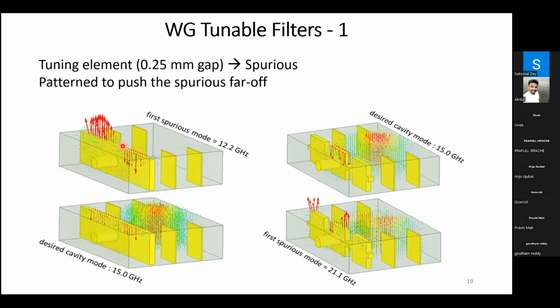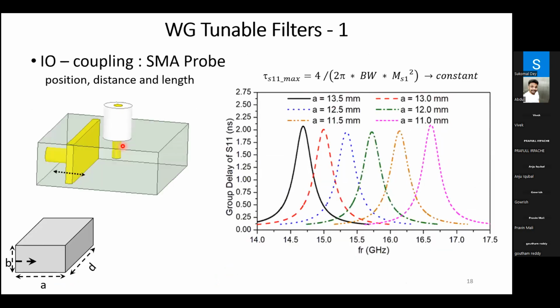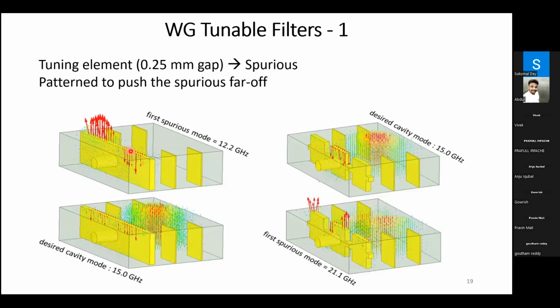So what was the next step? The next step was to incorporate the inter-resonator coupling and the input-output coupling and design the filter. Then we faced the problem of spurious once we designed the filter. The desired operating frequency was 15 gigahertz, whereas there was a spurious at around 12 gigahertz, the first spurious, and there were so many other spuriouses.